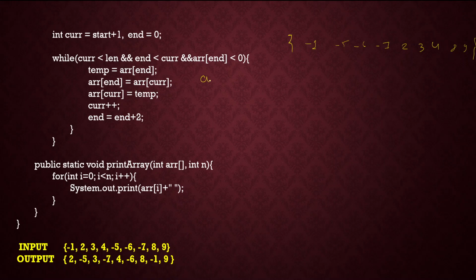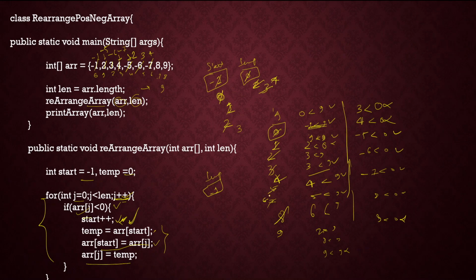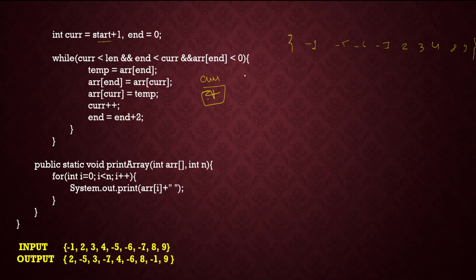Okay. Let me take one more variable, which is current, and put the value start plus 1. What was our start? Start was 3. So 3 plus 1 is 4, and end will be 0 itself. Now check the condition over here. Current, 4, is less than length. Correct.